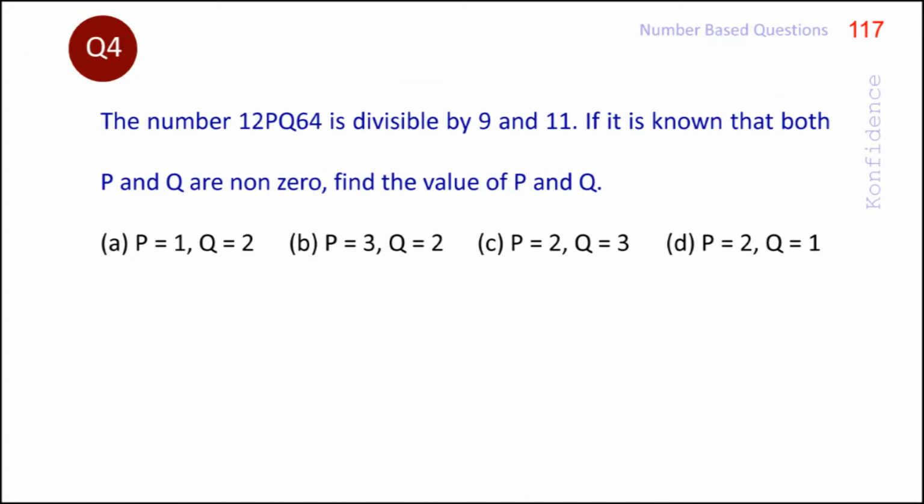Now refer to question Q4. We need to find out the values of P and Q such that the given number is divisible by both 9 and 11. Since options are given in the question, we use the back substitution method, where we plug in the option values and check the divisibility conditions to validate the correct choice.